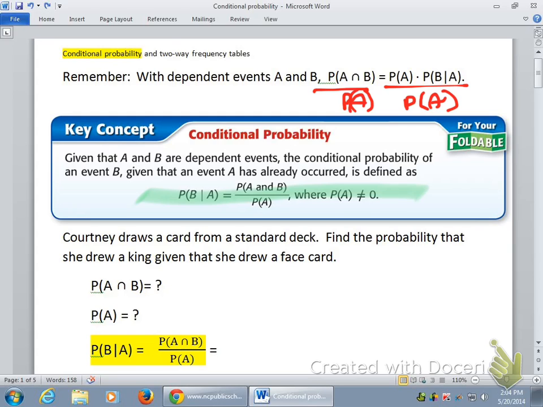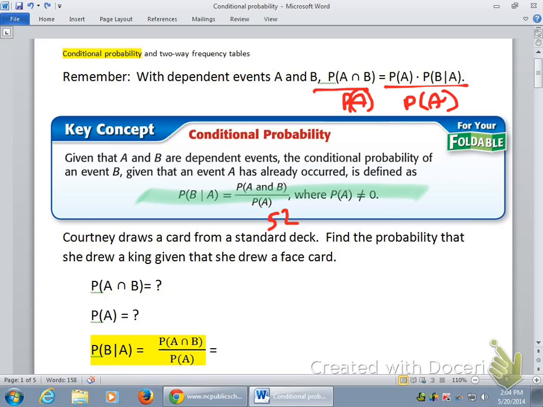All right, let's look at this and let's do it. Let's just go through this problem and see what we end up with. Courtney draws a card from a standard deck. As an American teenager, how many cards are in a standard deck? 52, so you know that. Find the probability that she drew a king given that she drew a face card.